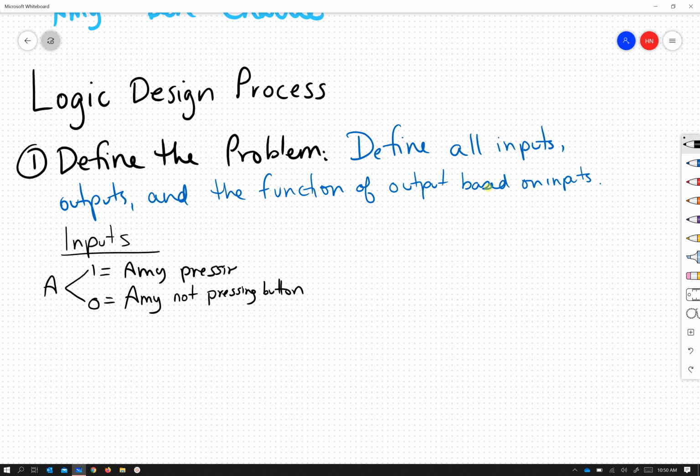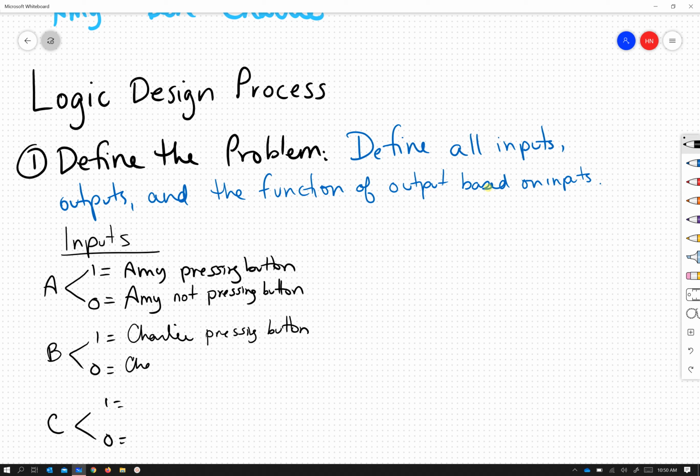That's going to be the same for the other 2 buttons. B is the same but for Ben, and C is the same but for Charlie. So again, Charlie pressing button and Charlie not pressing button. You could also think of it as absent or present. Charlie not pressing the button.